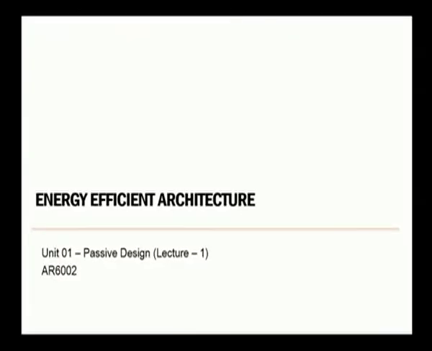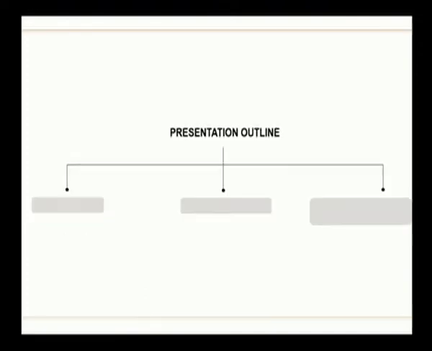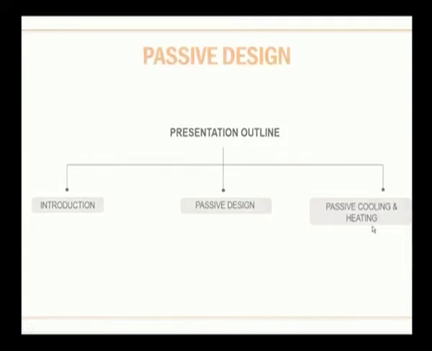Welcome to UGC lecture series. Today's topic is Energy Efficient Architecture, Unit 1, Passive Design, Lecture 1, AR 6002. Presentation outline. Presentation is divided into three main parts. First is introduction, and then we move on to passive design, and then what is passive cooling and heating.